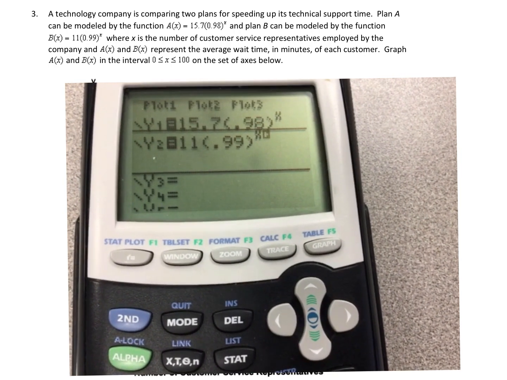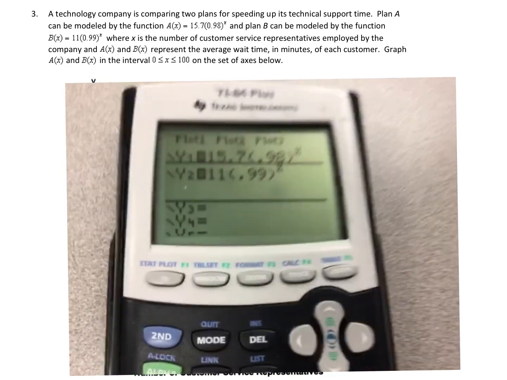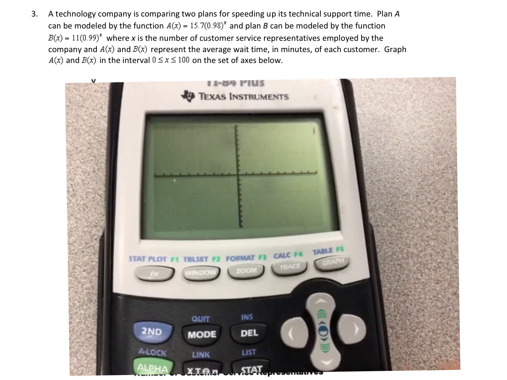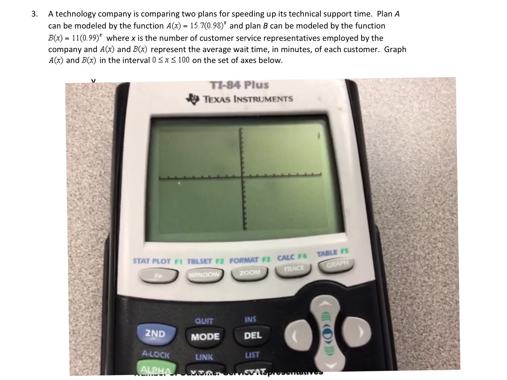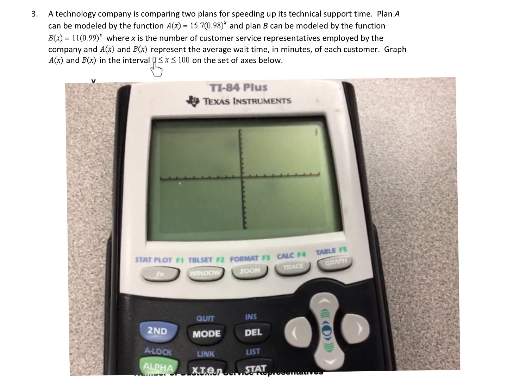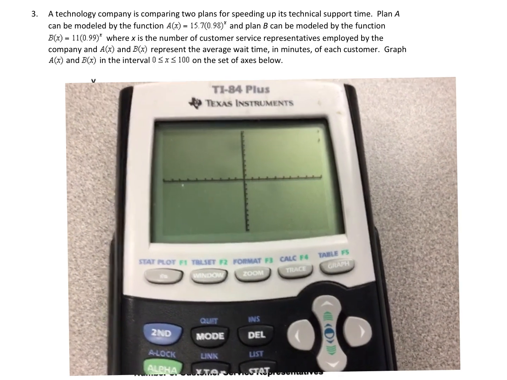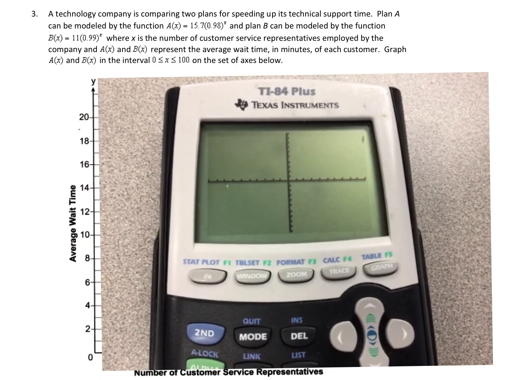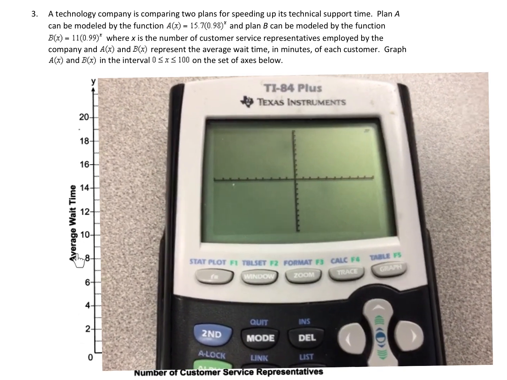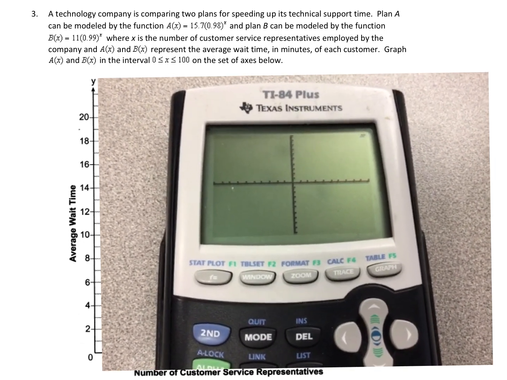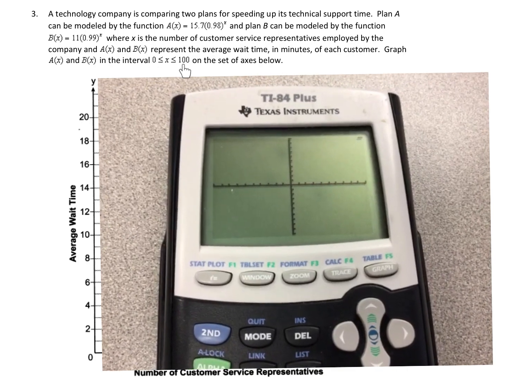Now, if I were to hit graph, my window is still set from a -10 to a +10 like the last screen, so I don't know how much I'm going to see. Because look, they want us to graph from 0 to 100. And if I look, let me see if I can move this over. There we go. If I look here, I'm going to set my window to match theirs. So my x minimum would be 0 and my x maximum would be 100.